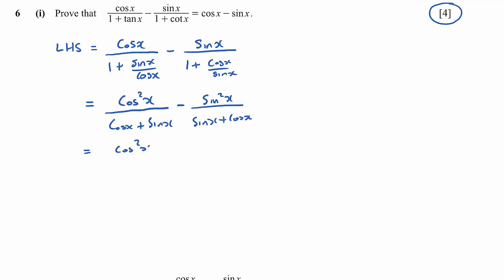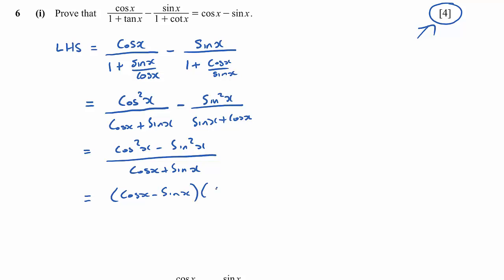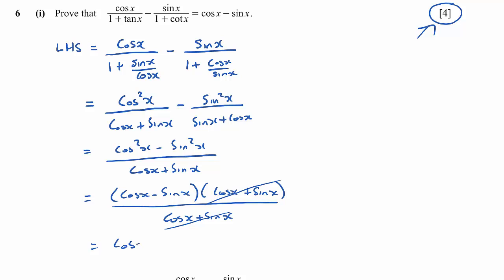So now I have cos squared x minus sine squared x over cos x plus sine x. And now the marks are easy to get, but only because we started the right way. We've got a difference of perfect squares on the top, so we've got cos x minus sine x, and then we've got cos x plus sine x, and all of that is over cos x plus sine x. But then we see that that will cancel with that, and so we end up with cos x minus sine x, which is the right-hand side.